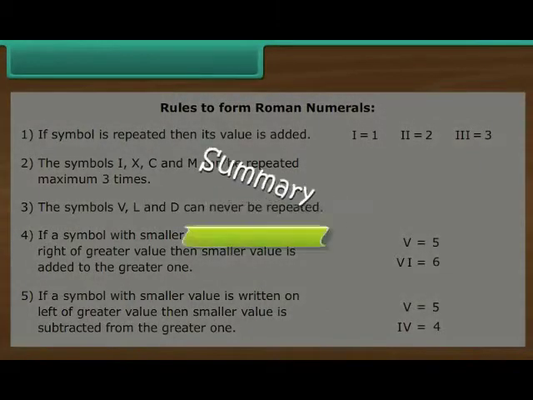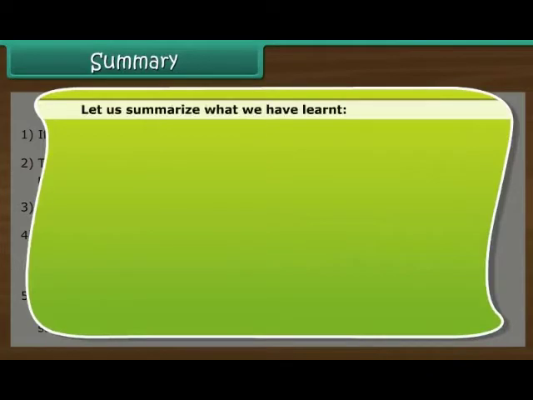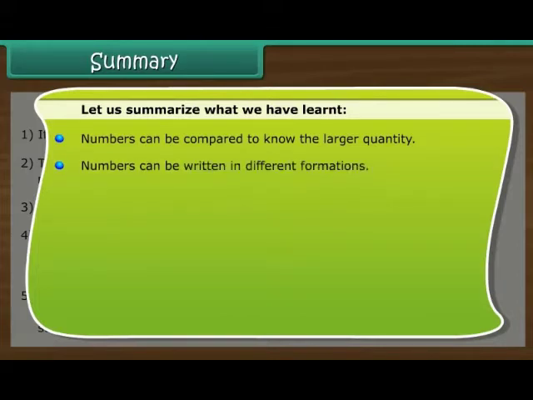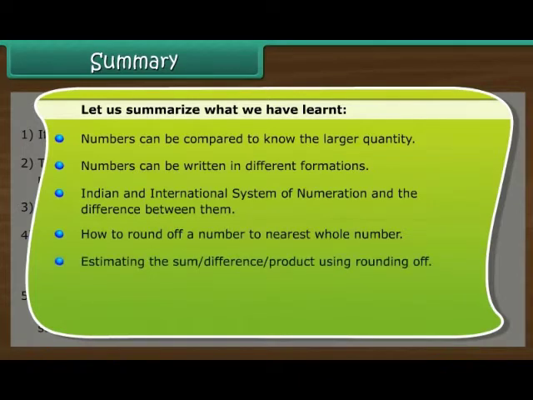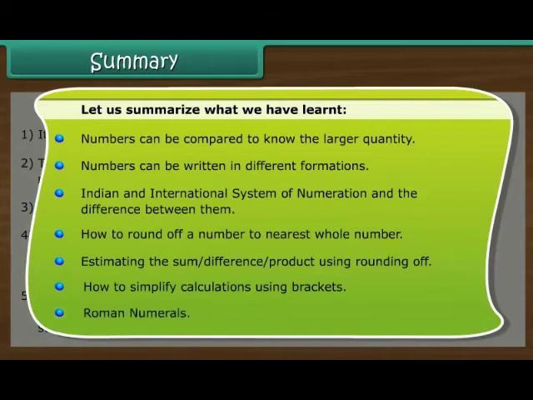Summary. Let us summarize what we have learned. Numbers can be compared to know the larger quantity. Numbers can be written in different formations. Indian and international system of numeration and the difference between them. How to round off a number to the nearest whole number. Estimating the sum, difference, product using rounding off. How to simplify calculations using brackets. Roman numerals.